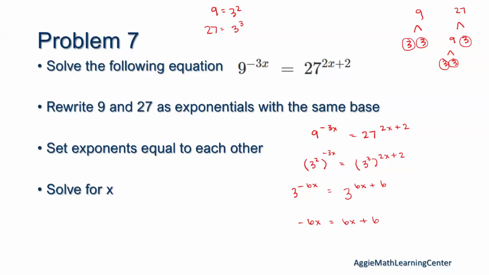When I do this, I am going to subtract 6x, I guess. And so I'll be left with negative 12x equals 6. So I'll divide both sides by negative 12, and I'll get that x is equal to negative 1/2. Okay. Any comments or concerns about that? All right.